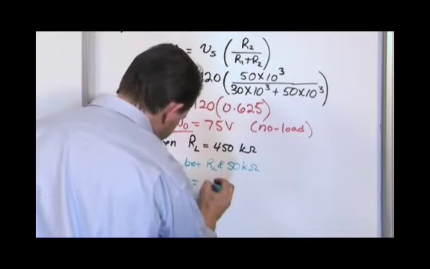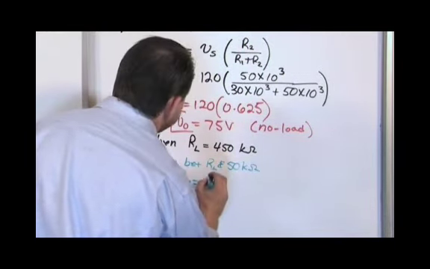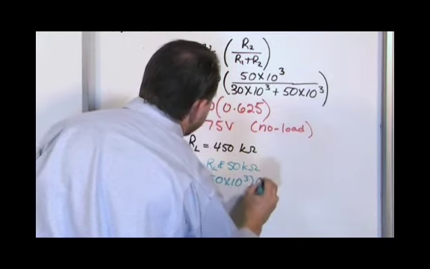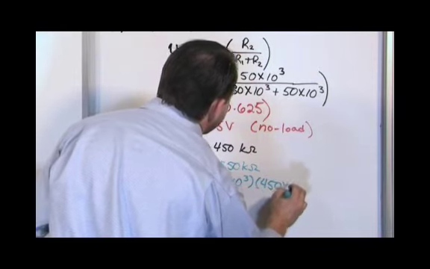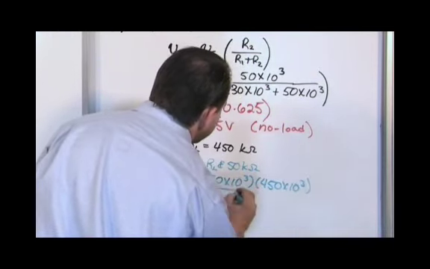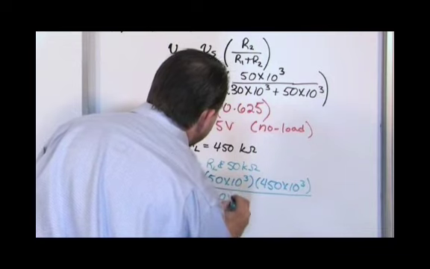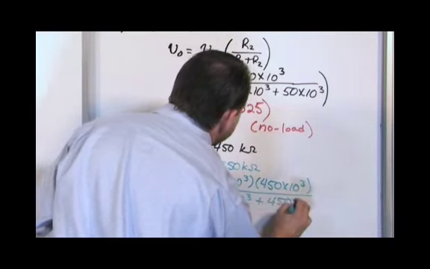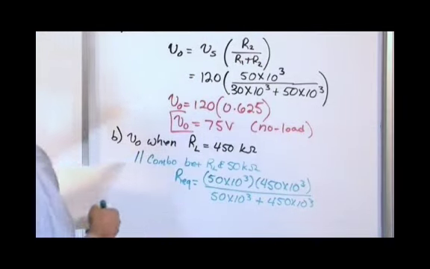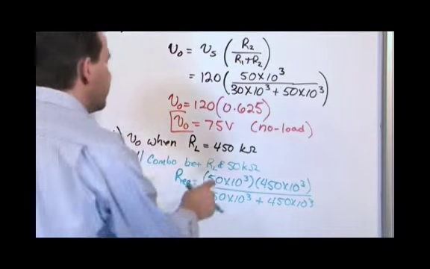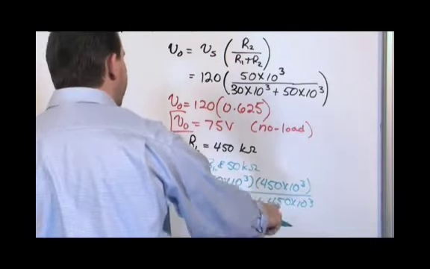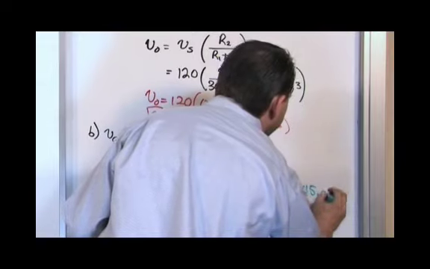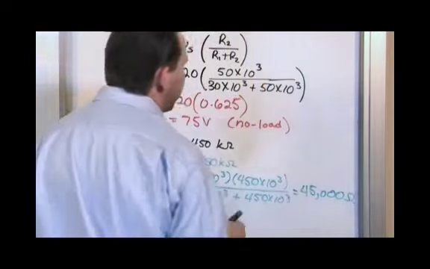So the product is going to be 50 times 10 to the 3 times 450 times 10 to the 3, that's multiplying both of them, divided by the sum, 50 times 10 to the 3 plus 450 times 10 to the 3. Lots of exponentials everywhere. It's kind of a little bit of a pain. But whenever you multiply these things together, divided by the sum of these things, you get something reasonable: 45,000 ohms, or 45 kilo ohms.